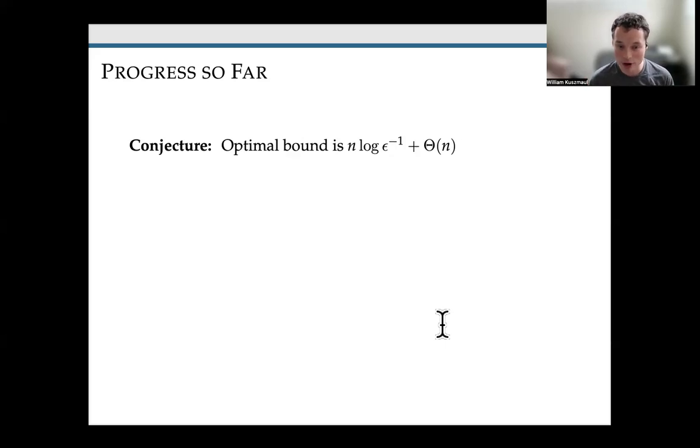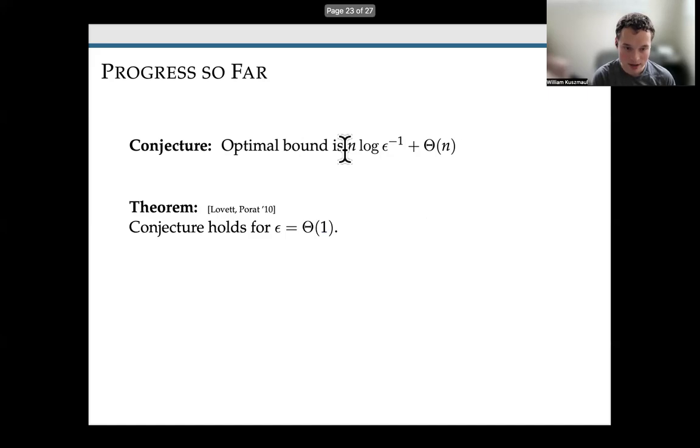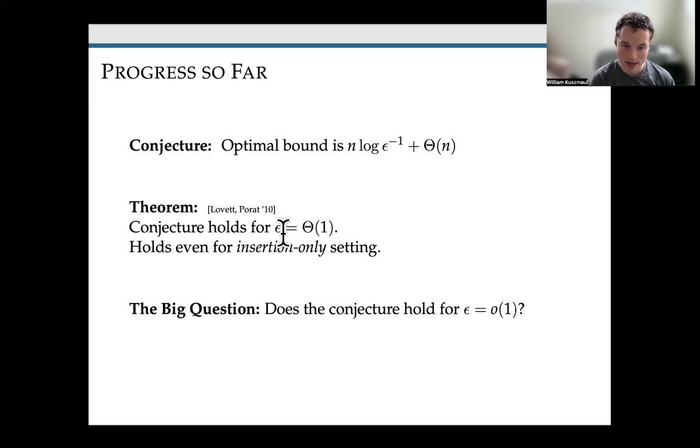Okay, so there has been some good progress on this problem. Again, this is the conjecture, and it's actually known that this conjecture holds when epsilon is a constant. Not only that, the conjecture actually also holds even in the insertion-only setting. So no deletions, but insertion only. And the big question has been, does the conjecture also hold when epsilon is subconstant? That's the thing we haven't known.